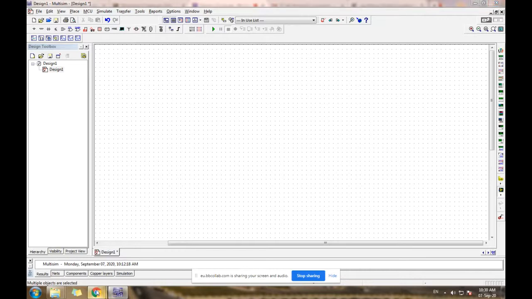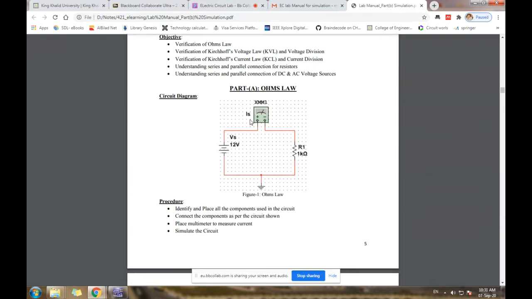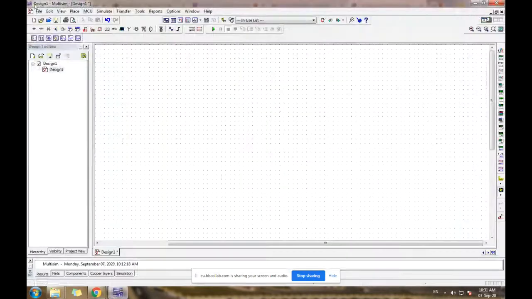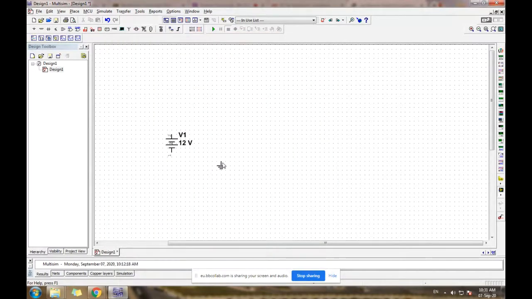First, as per the lab manual, from the circuit shown, we require three components and one instrument. These are DC voltage, ground and resistor, and the one instrument is the multimeter, used to measure the current. Let us select these. Click place source, and from the power sources select DC power. Then again you have to put ground: from place source, power sources, select ground, click OK. This is the ground.